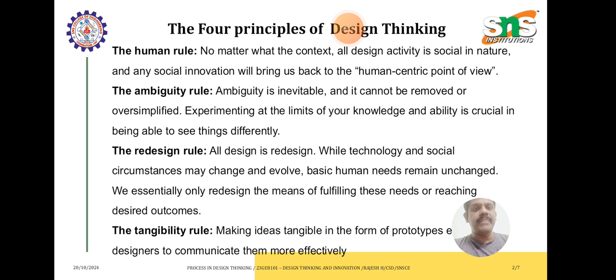And the second rule is the ambiguity rule. Ambiguity is inevitable and it cannot be removed or oversimplified. Experimenting at the limits of your knowledge and ability is crucial in being able to see things differently.